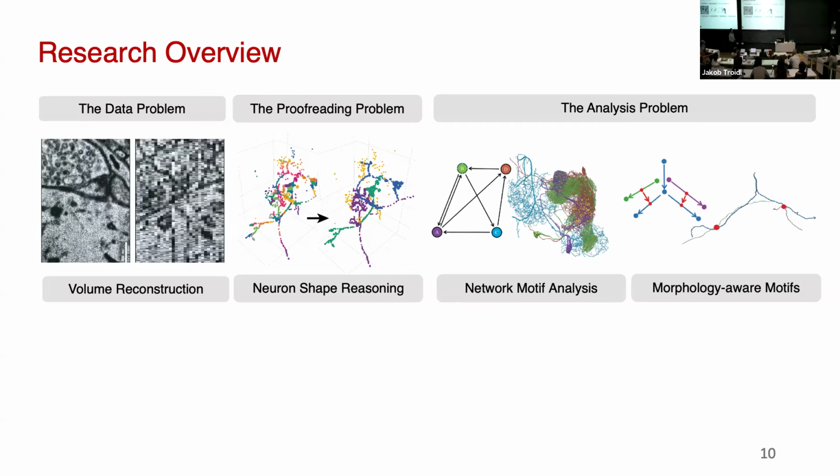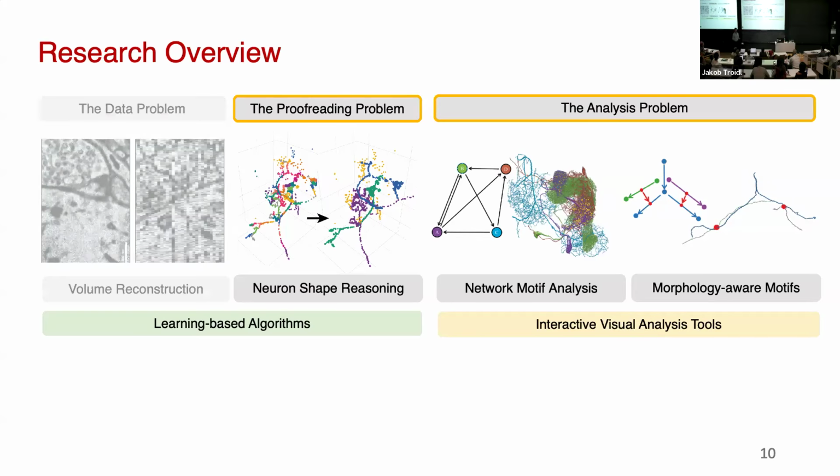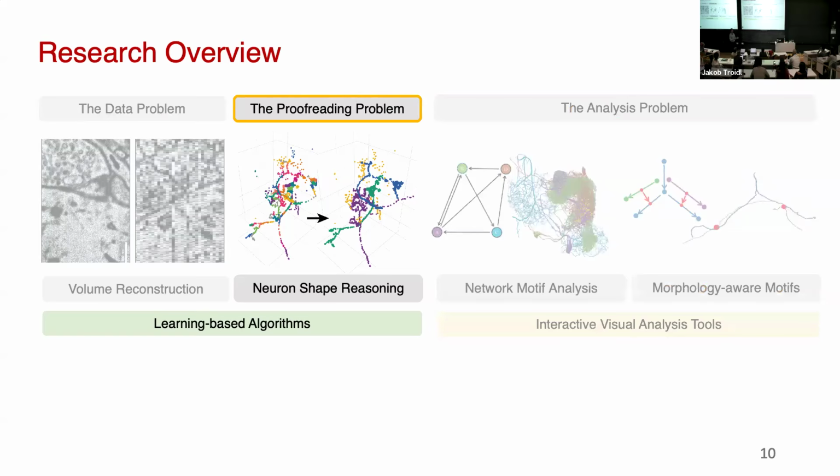Here, the first two contributions are learning-based algorithms, and the last two contributions are interactive data visualization based. So for the sake of time today, I want to focus on my contributions that relate to the proofreading problem and the analysis problem. And I will start with my neuron shape reasoning-based approach that tackles the proofreading problem.